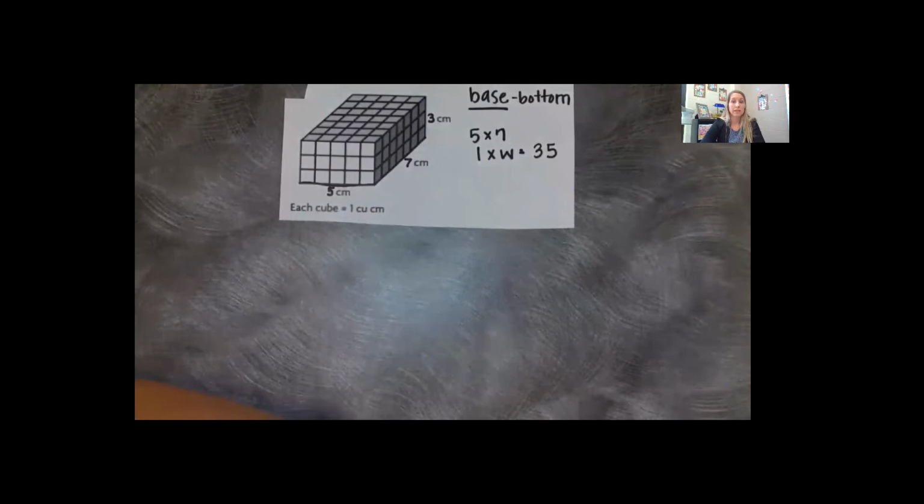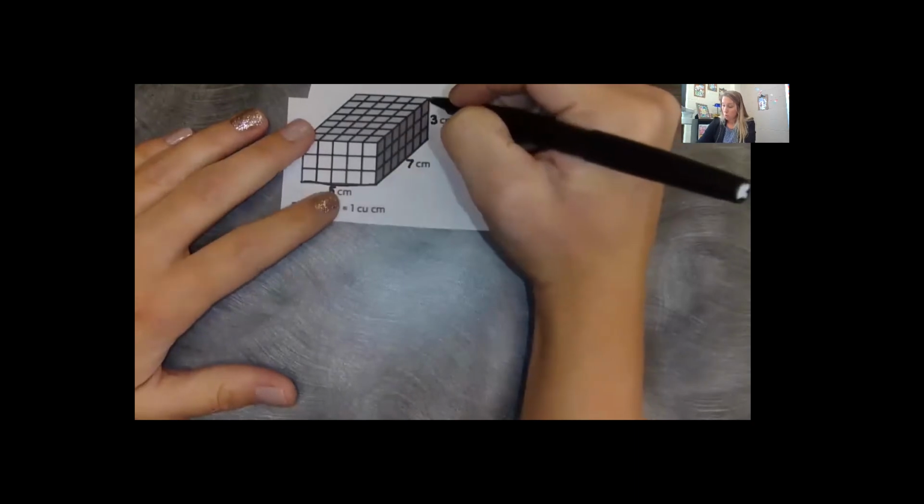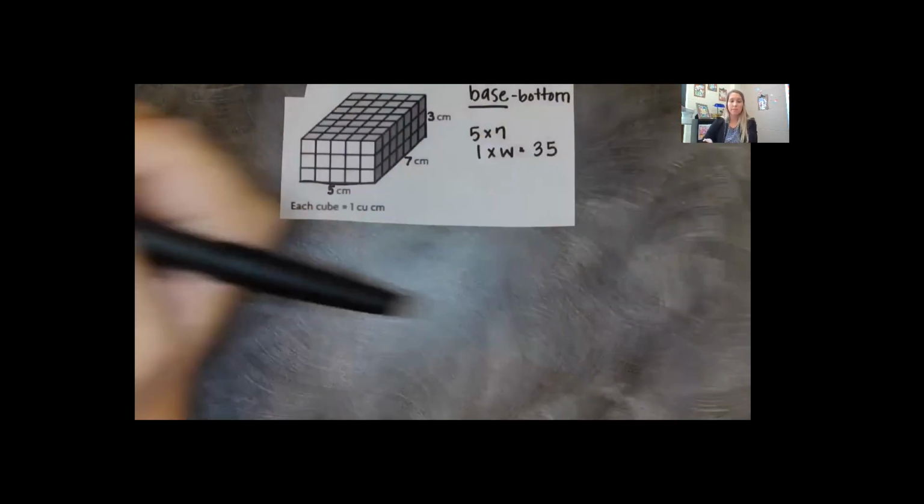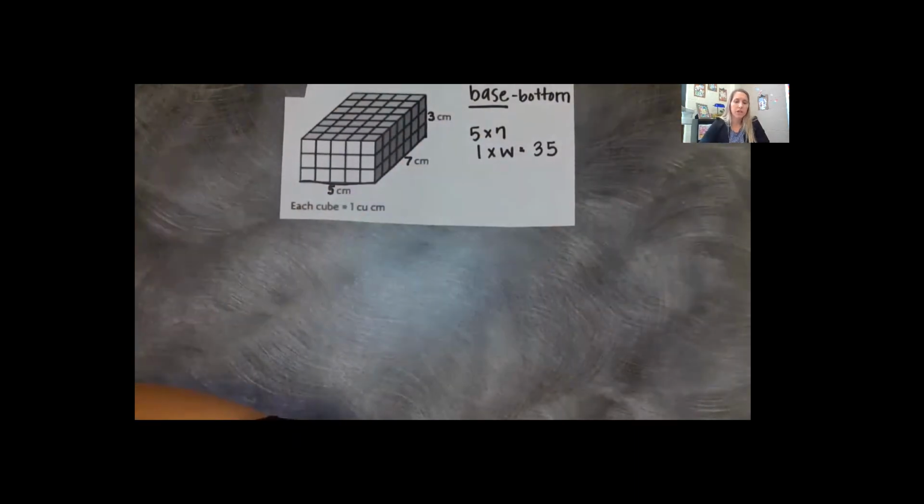This prism, though, is made up of how many layers of 35? That's right. This prism is made up of 3 layers of these unit cubes. I see it. 1, 2, 3. So the number of unit cubes in each layer is the same every single time. And so what can I do to find the volume of the entire figure?